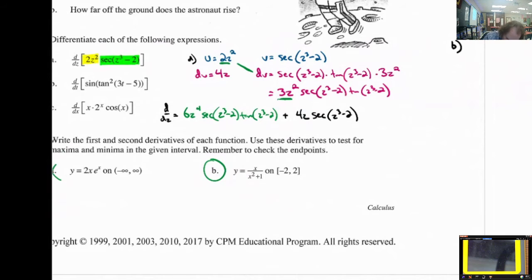Here the outside function is the sine. The next function is something squared, because the tangent is being squared. But the thing being squared here is the tangent, and the thing inside of the tangent is 3x minus 5. So there are actually 4 parts to this.